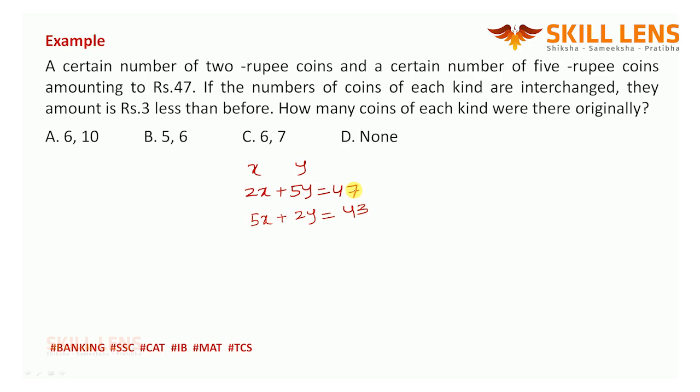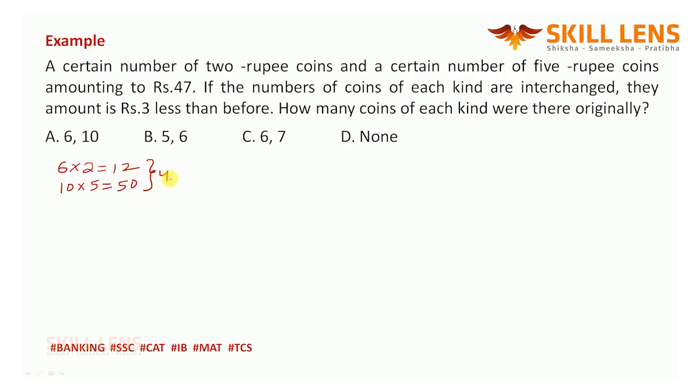Guys, this is a traditional way of doing the question. What is the best way? Try to explore your options. Let's take how many coins of each kind originally. Let's take 6 are 2 rupee coins, so the value is 12 rupees. 10 are 5 rupee coins. That's gone, because 10 fives is 50, and I have a total of only 47. So this option is not your answer.